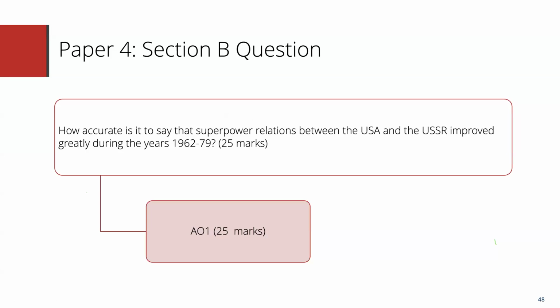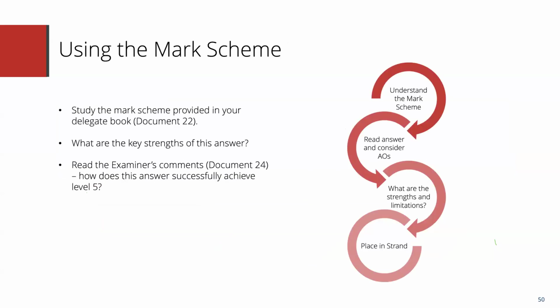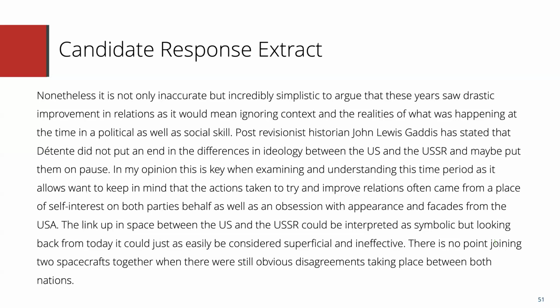Just a quick run through of the next question: it will be a choice, and it's how accurate is it to say the superpower relations between USA and USSR improved greatly during the years 62 to 79? It will be an AO1 question. I'm going to leave this to you in your own time, after the meeting's finished, because we've looked at a couple of these already.